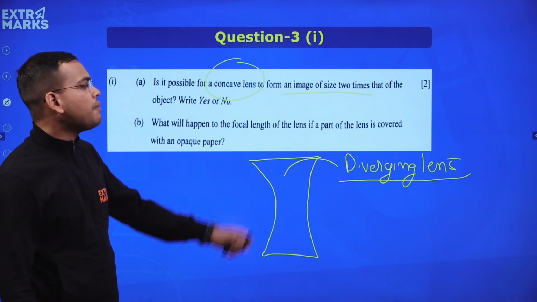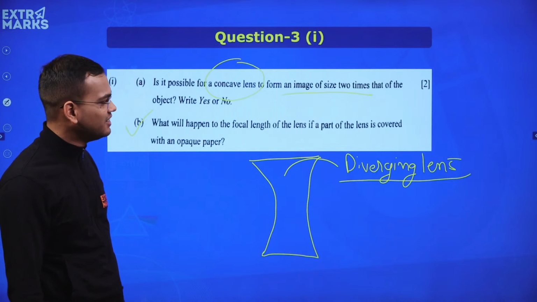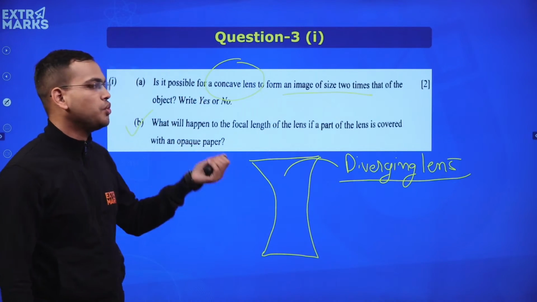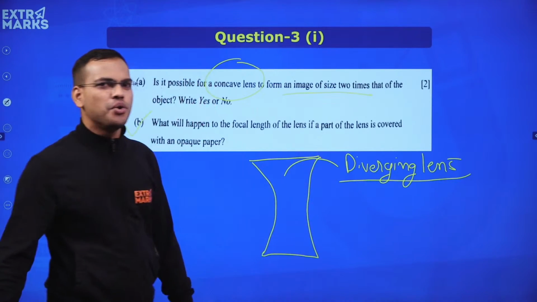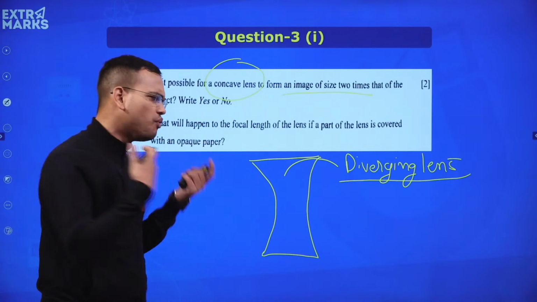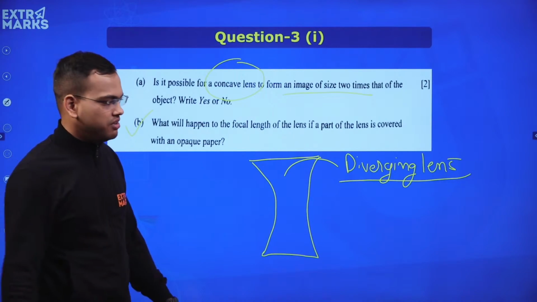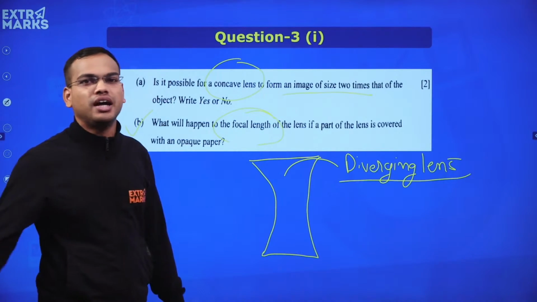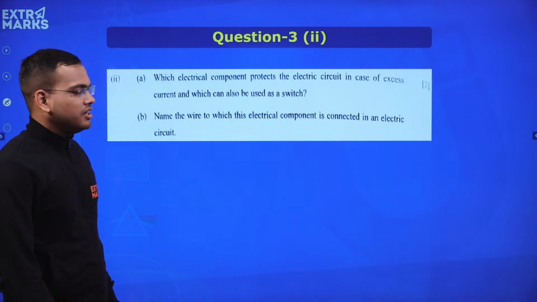Okay. Now what will happen to the focal length of the lens? The second part, a very interesting question, is being asked here: what will happen to the focal length of the lens if a part of the lens is covered with an opaque paper? Even if you cover a part of a lens with an opaque paper, are you changing the geometry of the concave lens or convex lens or whatever lens you are using? Are you changing the geometry? No. If you are not changing the geometry, if you are not changing the curvature, anything, then what will happen to the focal length? Nothing will happen to the focal length. It will remain the same. It will remain unchanged. Okay. Yeah, so that was the answer for that.